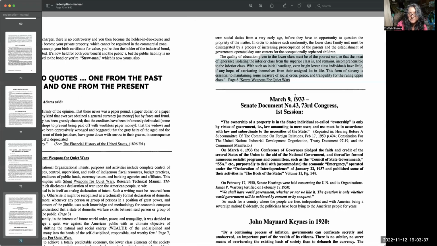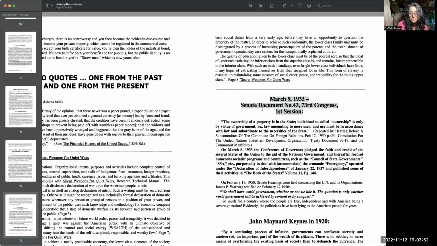Okay. I'm going to read this page here. This will be the last page for right now. March 9th, 1933, Senate Document Number 43, 73rd Congress, first session. The ownership of all property is in the state. Individual so-called ownership is only by virtue of government.